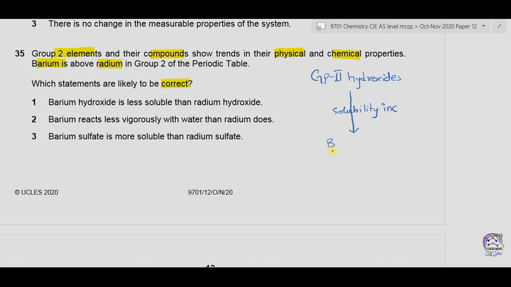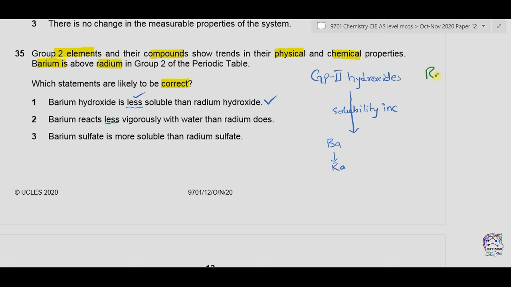As barium is above radium, so the solubility of barium hydroxide would be less than radium hydroxide. Option 1 is correct. 2. Barium reacts less vigorously with water than radium does.